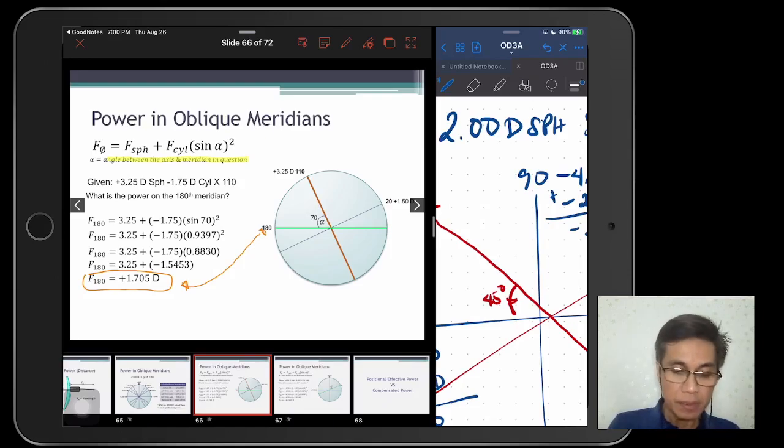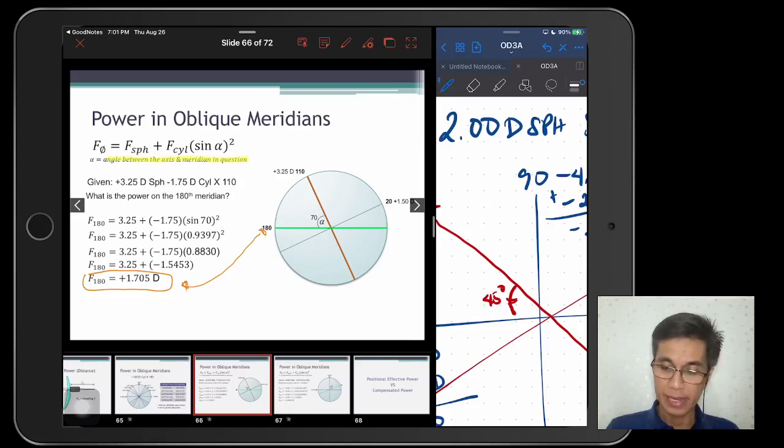Wala na kasi sinakop niya na talaga o sinama na natin dito yung power ng spherical. Okay? Tandaan, yung 3.25 na yan saan galing? Galing naman talaga yan dito sa my spherical component.